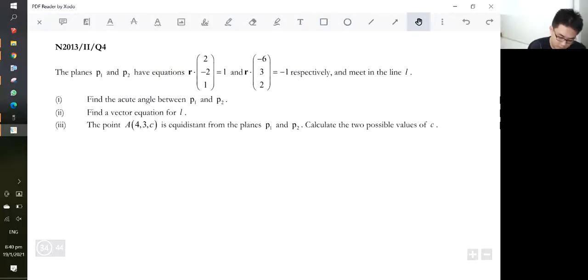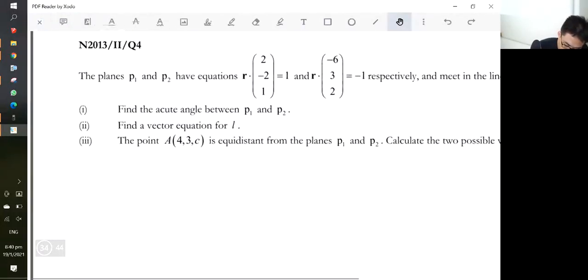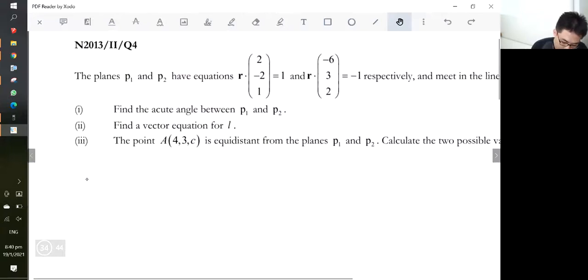So the first one, acute angle between both of them, N1 dot N2.